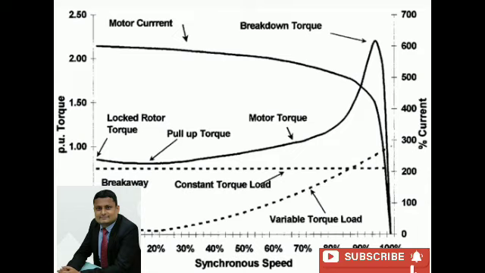Eta equals output upon output plus loss. What are the losses? Losses are stator copper loss, rotor copper loss, stator iron loss, friction and windage loss, and stray loss, that is 1% of input power. Once again, efficiency eta equals output upon output plus loss, and the losses are stator copper loss, rotor copper loss, stator iron loss, friction and windage loss, and stray loss, 1% of input power.